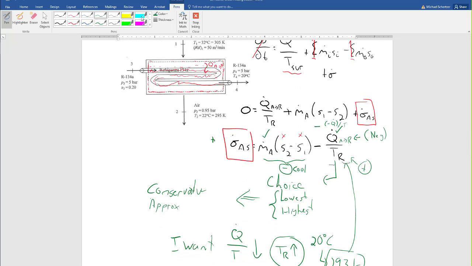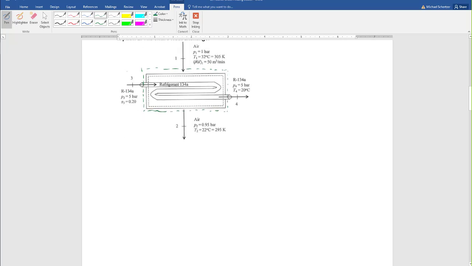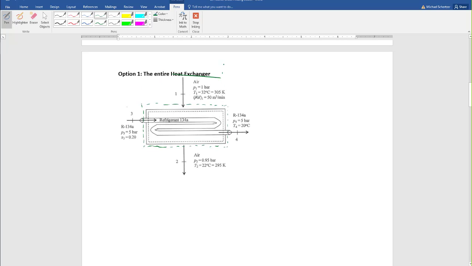So this would be what would happen if we did just one side of the heat exchanger. The benefit is that I only had to fix two states. The downside is this term sticks around. The other downside is that just because sigma dot is positive on the air side doesn't necessarily mean it's positive on the refrigerant side as well. So we can do just the refrigerant side as well. So here we're going to say this is for the refrigerant side. And now my control volume is just going to be inside this tube.